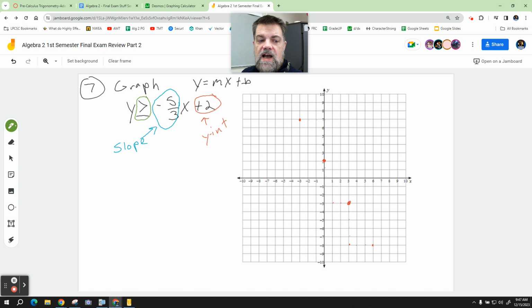Solid. Why did you guys say solid? You're correct, but why did you think that? Because it's got this equal sign. Because it has the equal sign, we do a solid line. So I'm going to draw a solid line through these points. That's the first decision I have to make.